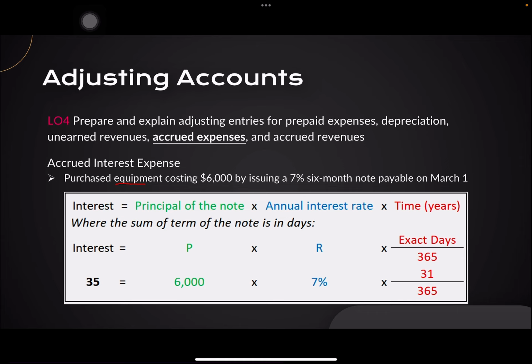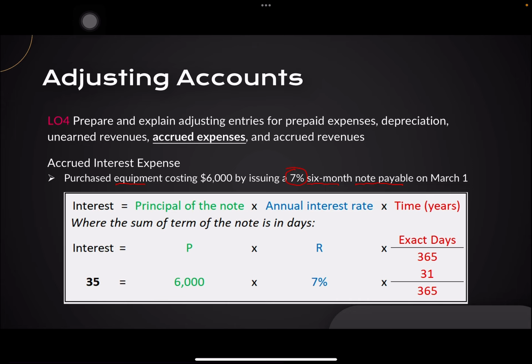In this case, we gave a promise, and that promise is evidenced by a formal document, a note payable. That note payable is bearing a 7% annual interest rate. And the life of the note payable, or the term, is 6 months. This simply means that at the end of the life of the note payable, after 6 months on March 1, the obligation will need to be fully paid by the company.